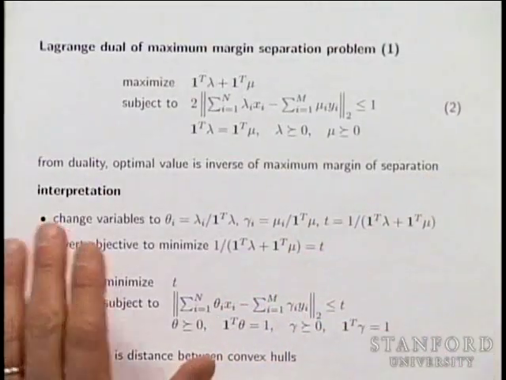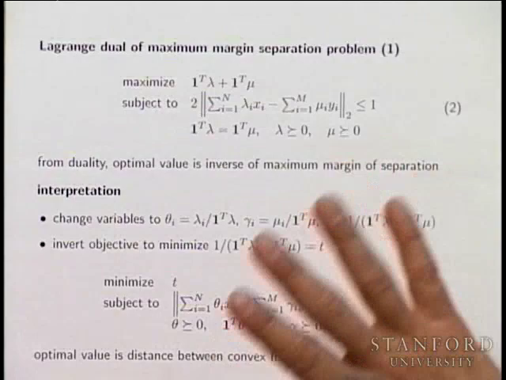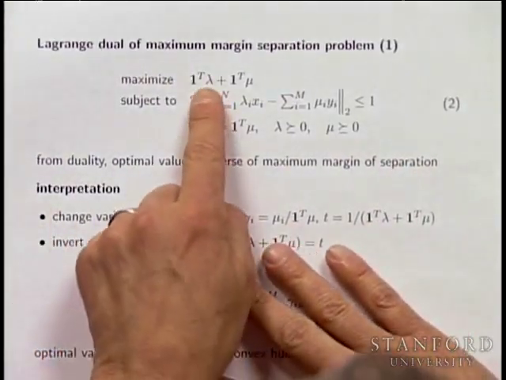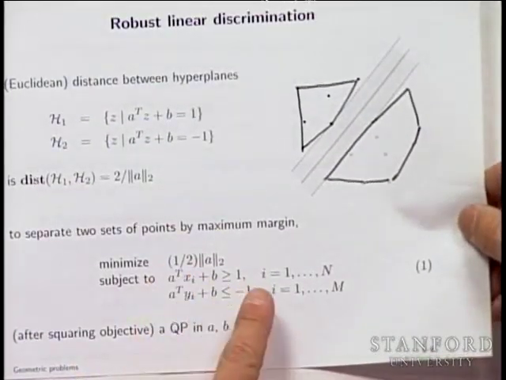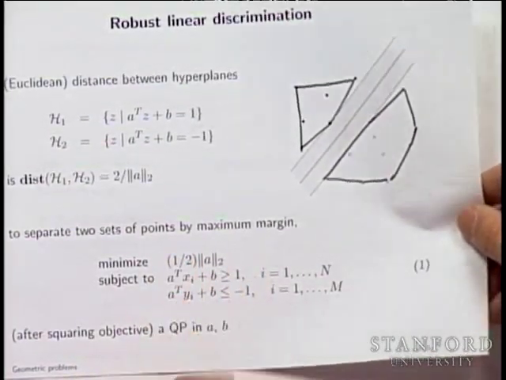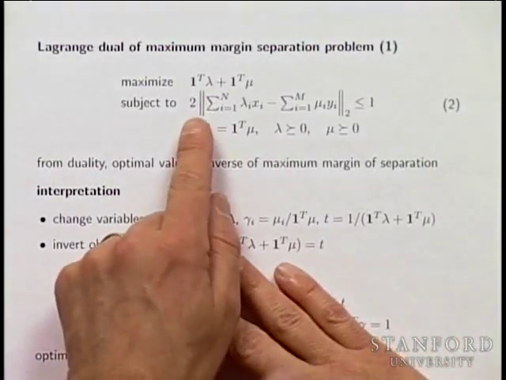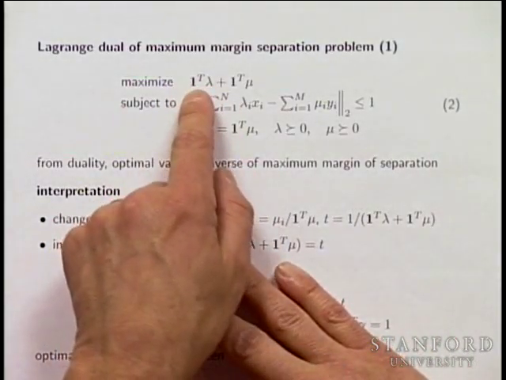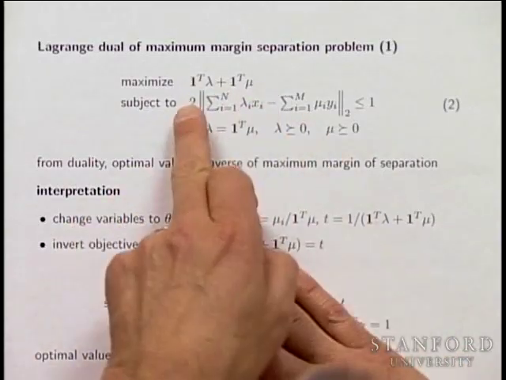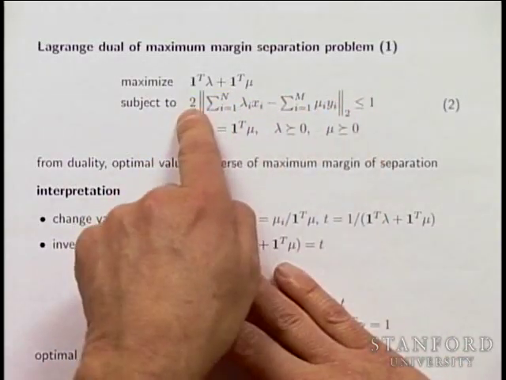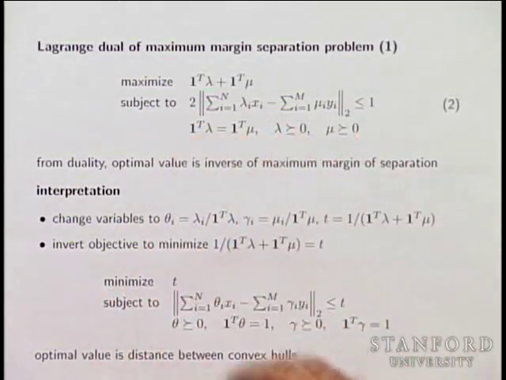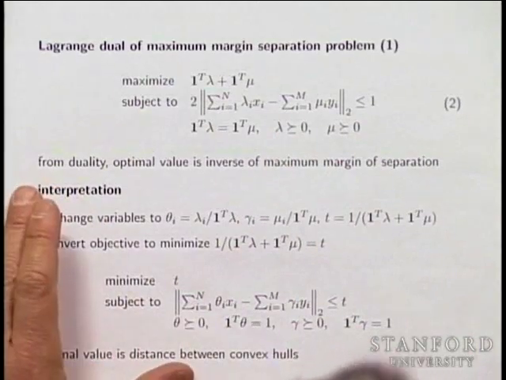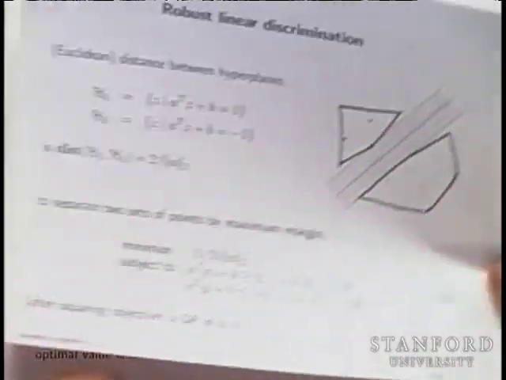And I won't go through the details now because you can do this on your own. You end up with Lagrange multipliers lambda and mu. These are the Lagrange multipliers for these inequalities and these. These are lambda and mu for these. And you end up with something that looks like this. You want to maximize 1 transpose lambda plus 1 transpose mu, the sum of the lambdas plus the sum of the mu's, subject to this second order cone inequality here, a single one. Then the sums should be equal and they should be positive. Okay. Now, the optimal value of this is equal to the optimal value of this problem.